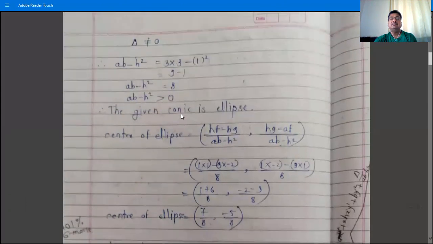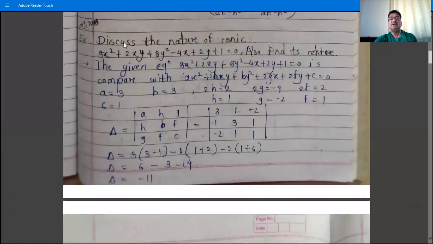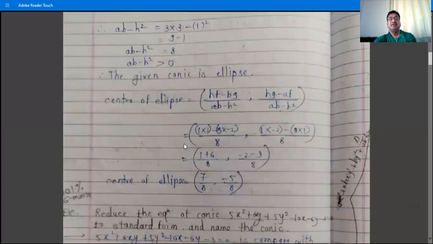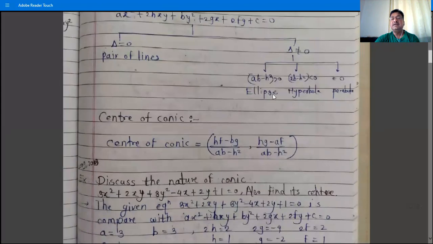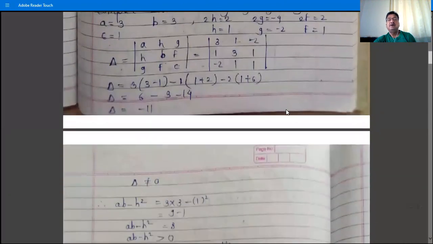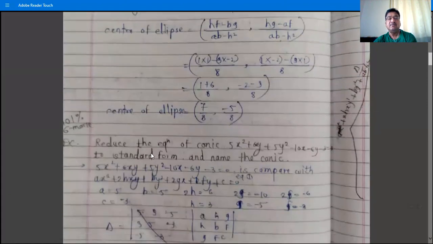Next question is, in order to determine the nature of the conic, just compare the equation with the standard equation, find delta, and then if delta is not equal to 0, then find AB minus H square. If AB minus H square is greater than 0, then the given equation represents an ellipse. If it is less than 0, then the equation represents a hyperbola, and if AB minus H square is exactly equal to 0, then the given equation represents a parabola.